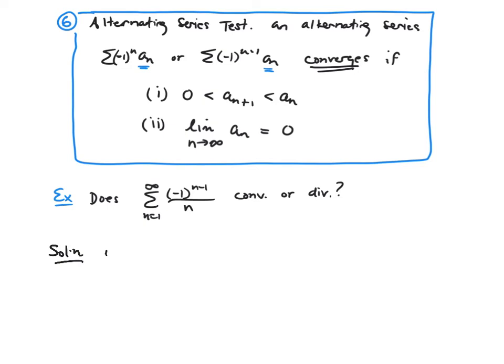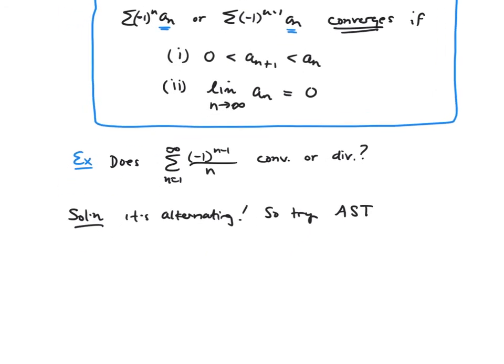So I look at this and say, oh, it's alternating. So try the alternating series test, AST. So I want you to look at that, and we're going to say let an equal, and remember I go up to this expression right here, and I call an the whole part of the expression that does not include the negative 1 to the n minus 1, or negative 1 to the n term. So an in this case is everything else, which is just 1 over n.